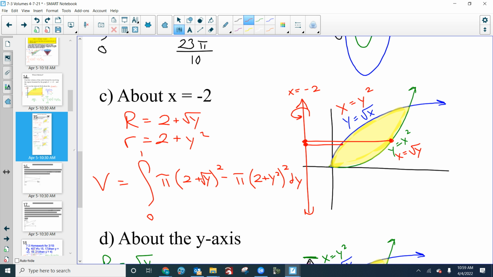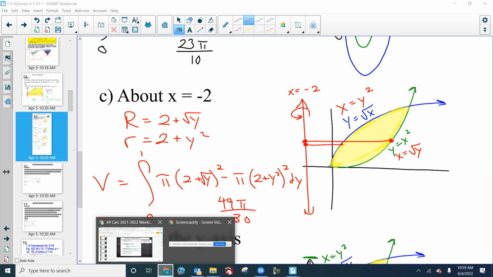I mean, it's tedious when you have to type it out. Anybody get an answer? 49 pi over what? 30. This one would look like a beautiful spring flower. Okay? Beautiful spring flower. In blue. Or an onion ring.